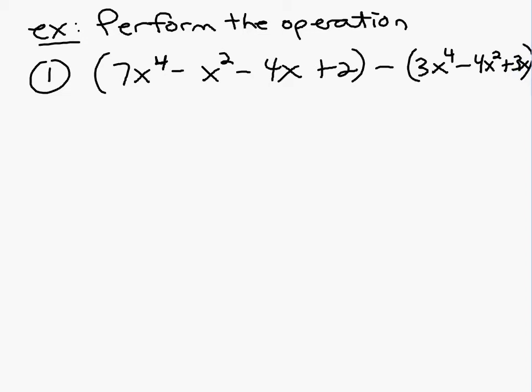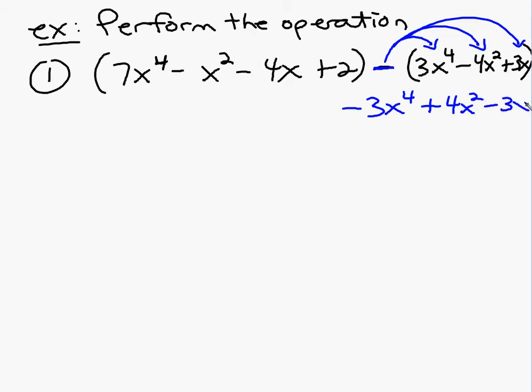Well, the most important thing to notice here is that I am subtracting this whole thing. So I have to distribute this negative to all three terms in here. So this becomes minus 3x to the 4th plus 4x squared minus 3x after I do that distribution. This polynomial does not change. Okay, we just kind of recopy it. And now we need to combine like terms.